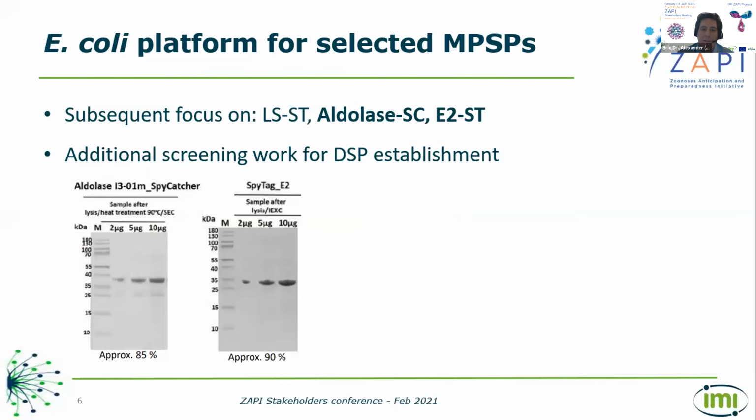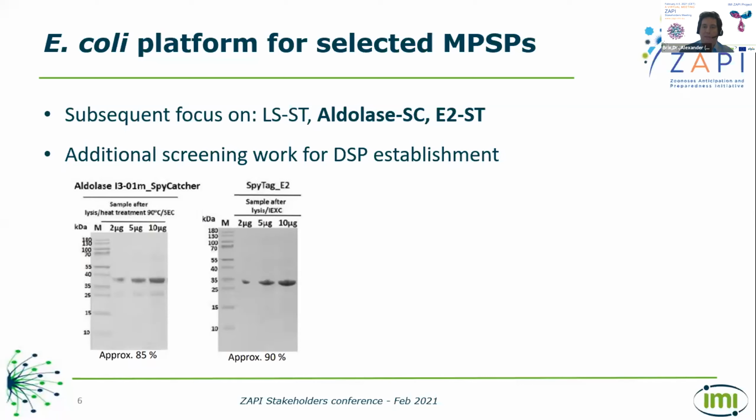Next slide, please. So we had a lot of different information from Lyon, from Hanover, and then based on this information and based on the results, the data, we in the team decided to focus on 3 different MPSP configurations. So it was lumicin synthase SpyTag, the aldolase SpyCatcher, and the E2 SpyTag. And with those 3 candidates, we went into the next round of screening.